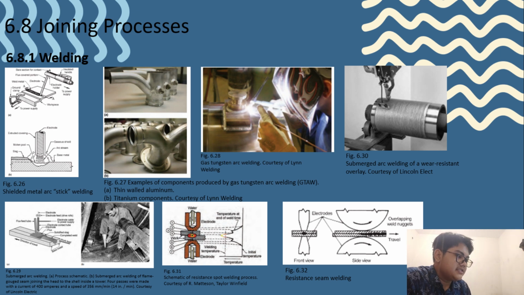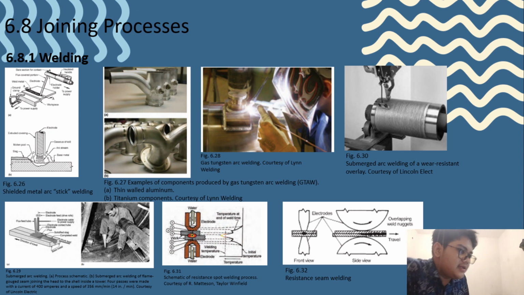As we can see, Figure 6.26 is shielded metal arc or stick welding. Then we've got Figure 6.27, an example of components produced by gas tungsten arc welding, or GTAW. A is thin-walled aluminum and B is titanium components.